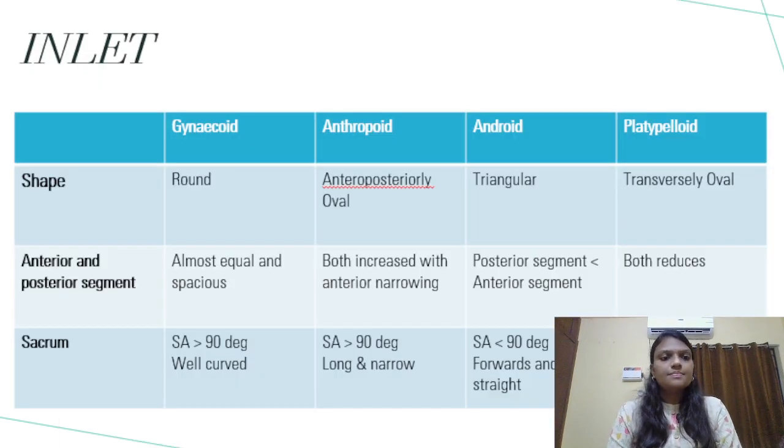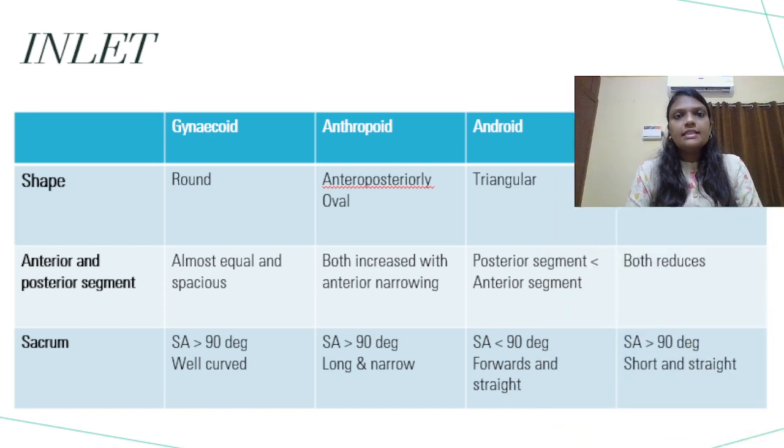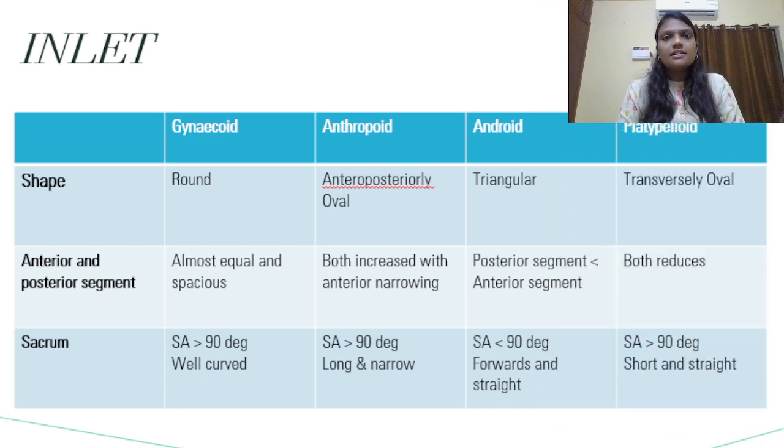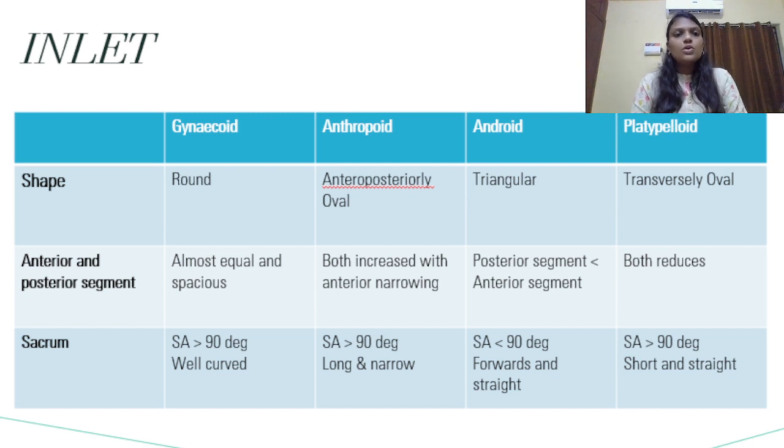The inlet. And then one more thing that we have to look for in the inlet is the sacral angle. The sacral angle is more than 90 degrees and it will be well curved in a gynecoid pelvis. This curve begins in the mid pelvis.